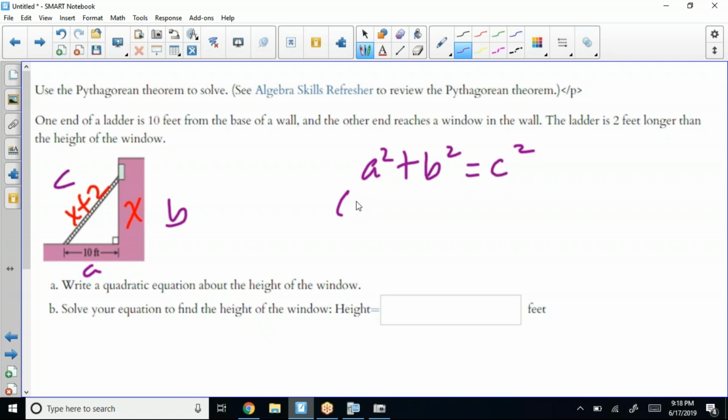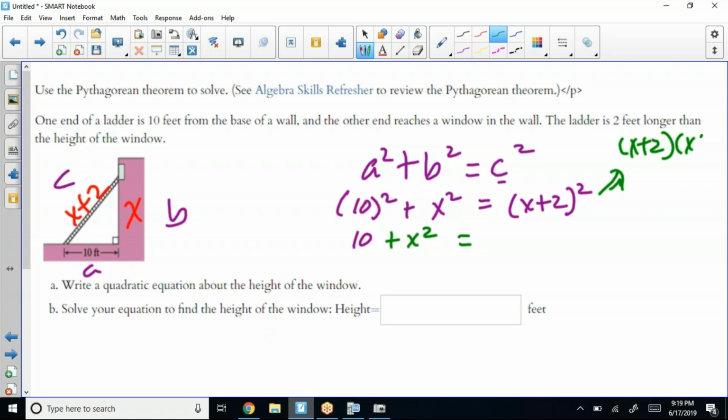So you basically have 10 squared plus x squared equals x plus 2 squared. So you can write an equation about the height of the window. So that'd be 100 plus x squared equals, so that is x plus 2 and x plus 2, right? If you FOIL this, that's x squared plus 2x plus 2x plus 4.